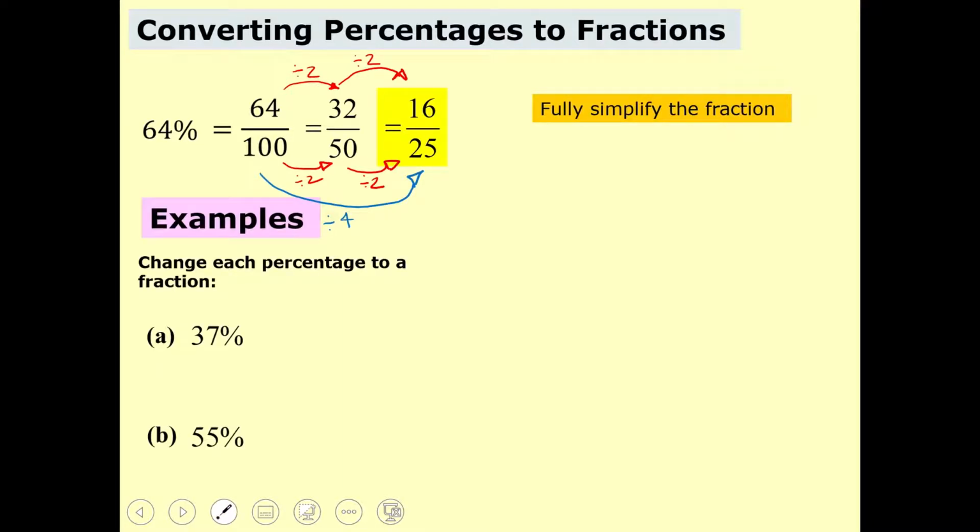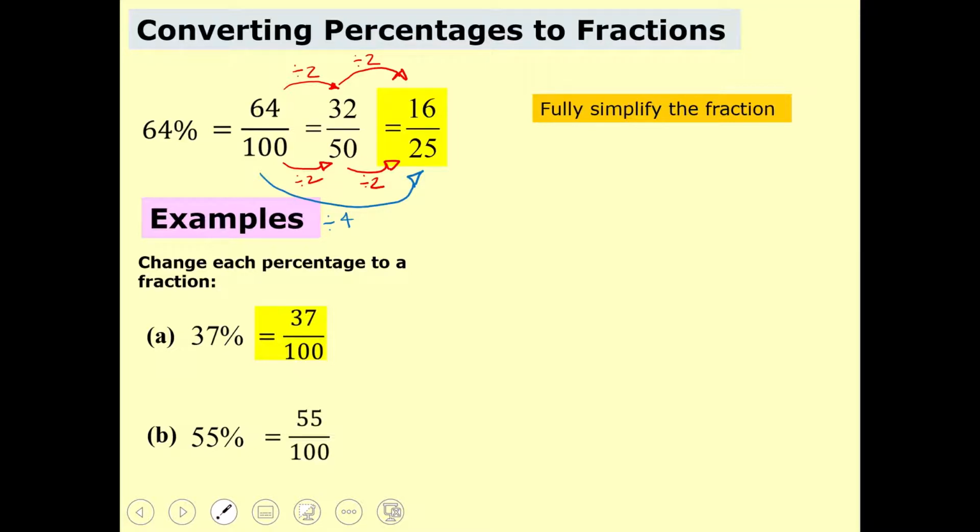Okay, so change each percentage to a fraction. So first one, 37%, we're going to start by writing it as a fraction over 100. And then we're going to look at our fraction and decide, can we simplify that any further? And the answer is no, we cannot. So our final answer is 37 over 100. Next one, 55 over 100.